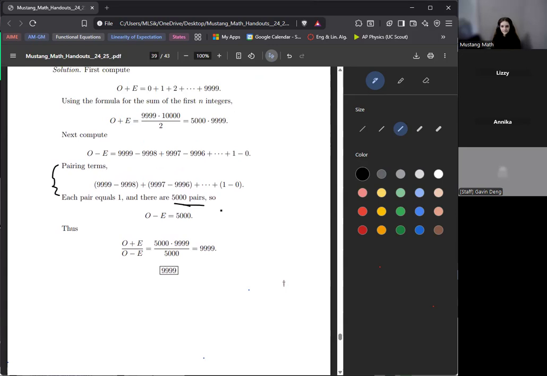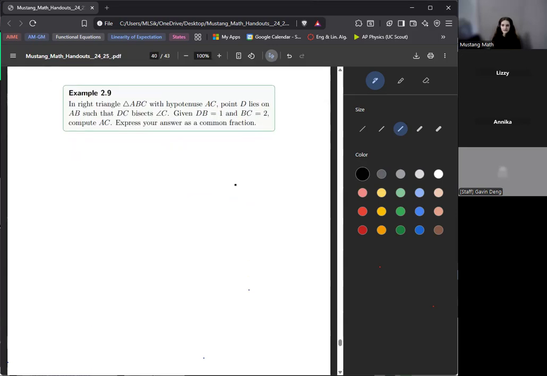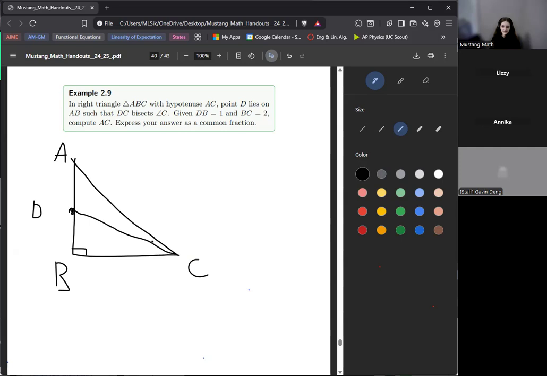Okay, so let's move on. In right triangle ABC with hypotenuse AC, point D lies on AB such that DC bisects angle C. So you got a median over here. Given DB is equal to 1, so each of these sides must be equal to 1 as well, and BC is equal to 2, we want to compute AC. That's that side over here. I'm actually going to highlight it in blue or red, doesn't matter.